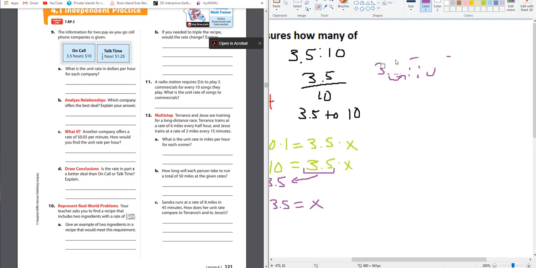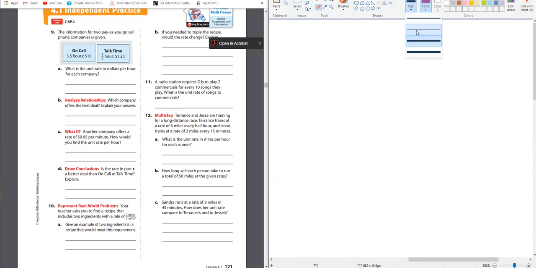I don't know why it's so bad. Hold up, let me change the zoom settings. Maybe it'll write better. Okay, let's try this. Better.